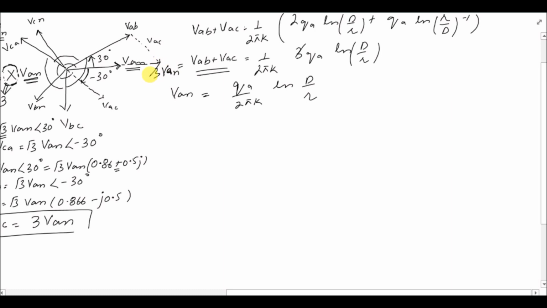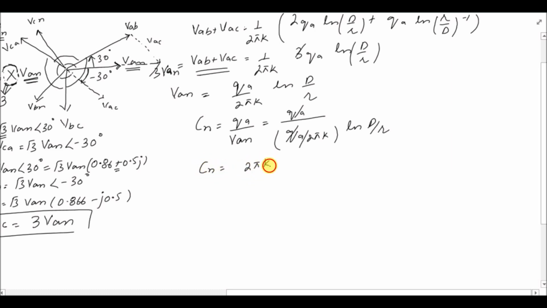Now in the start of the lecture I have written the formula for the line to neutral capacitance, that is equal to QA over VAN, QA over QA over 2 pi k into ln d over r. So this QA will cancel out, and the line to neutral capacitance for a 3-phase line will be equal to 2 pi k over ln d over r farad per meter, and this value is line to neutral capacitance, right?